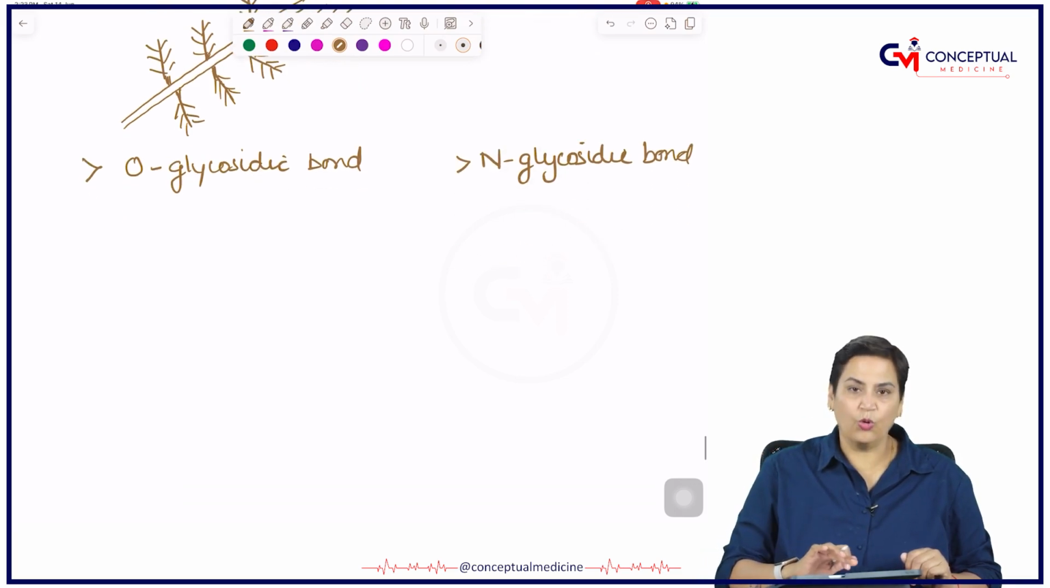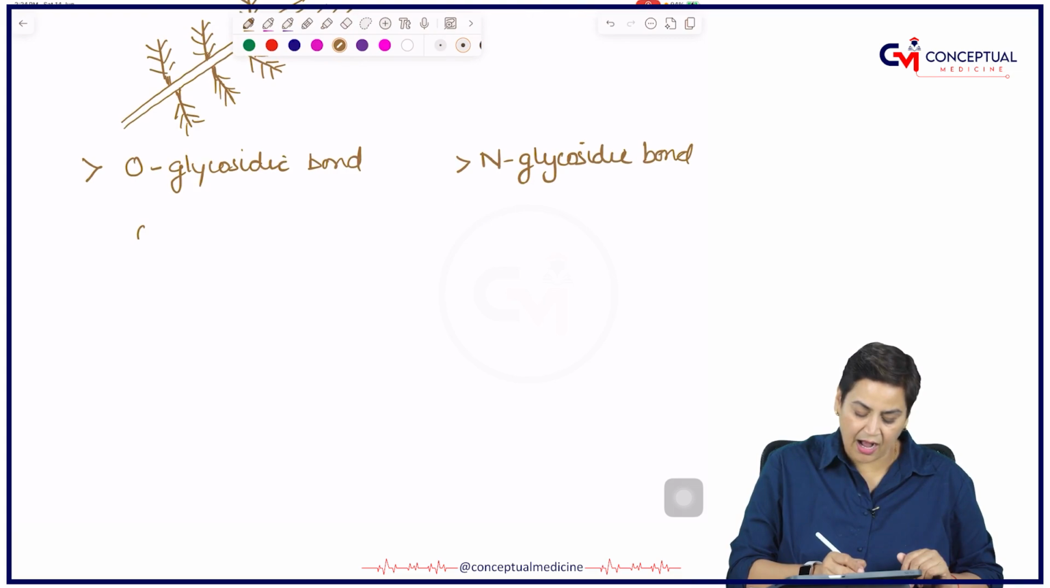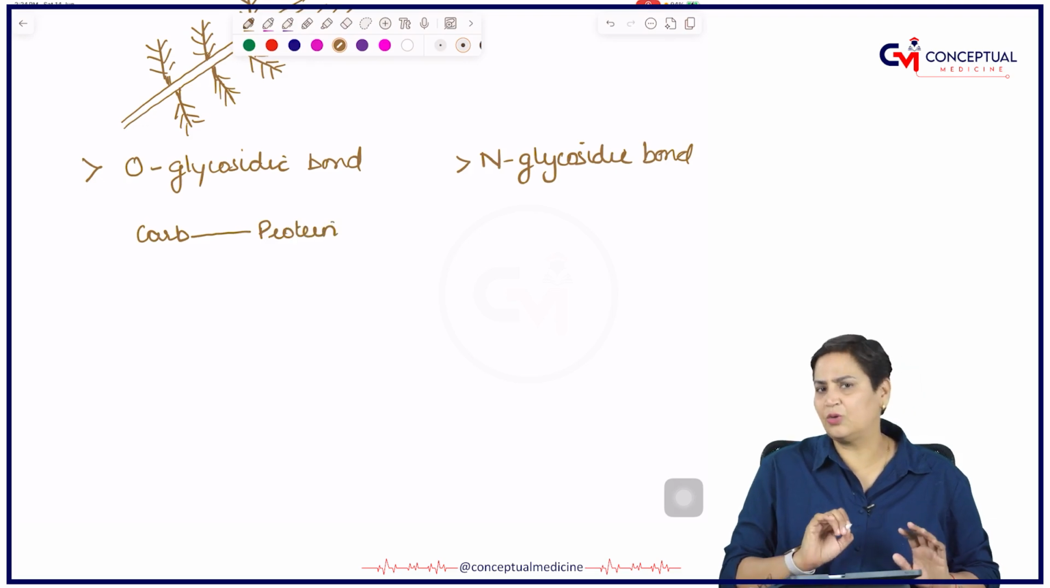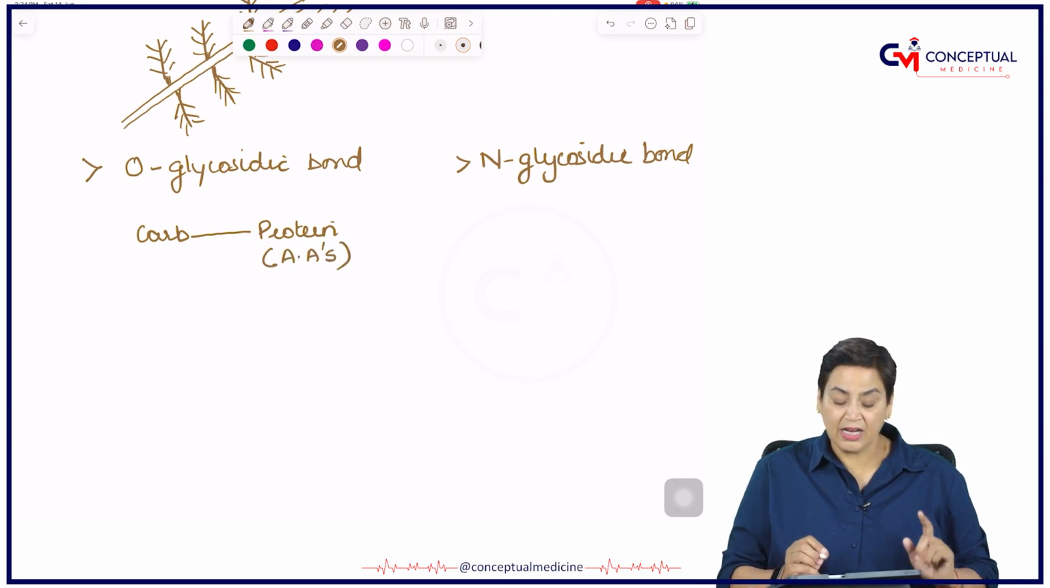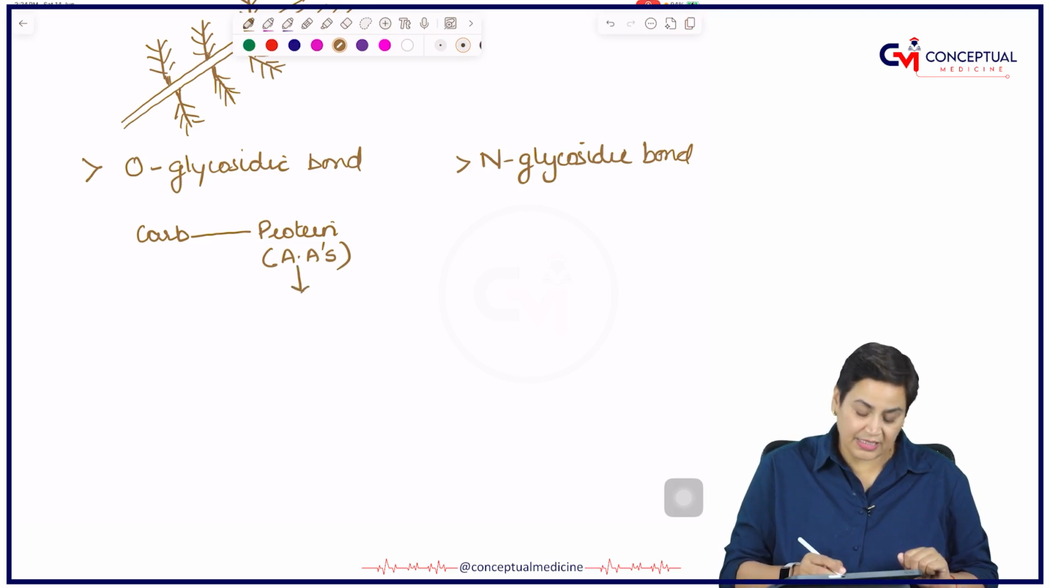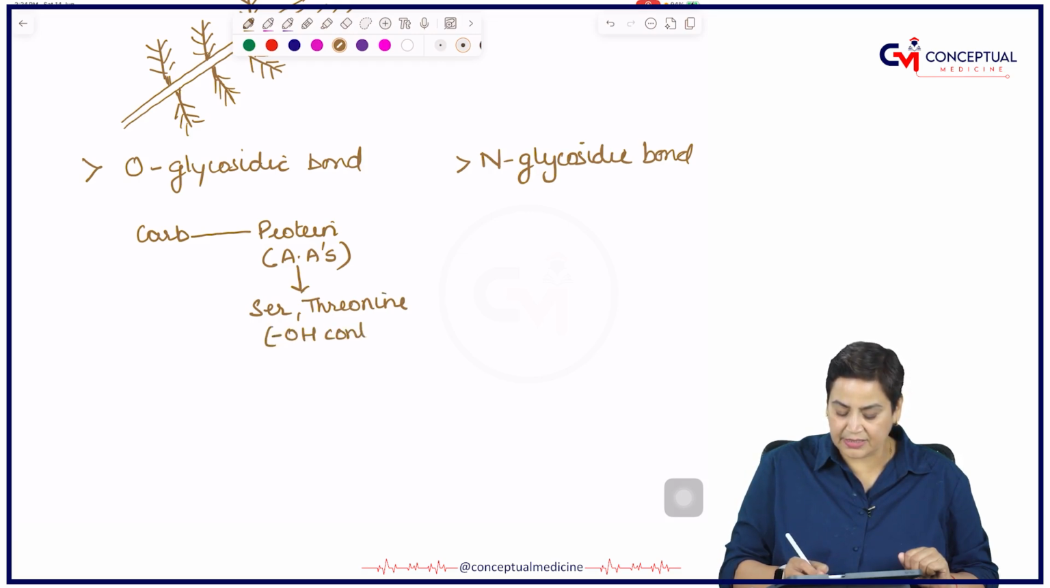If we talk about O, I can simply say that a carb is connected to a protein. Proteins as such don't have any independent existence; they are formed of amino acids. Now, if an O-glycosidic bond is there, that means these amino acids will be either serine or threonine, because serine and threonine are hydroxyl group containing amino acids.